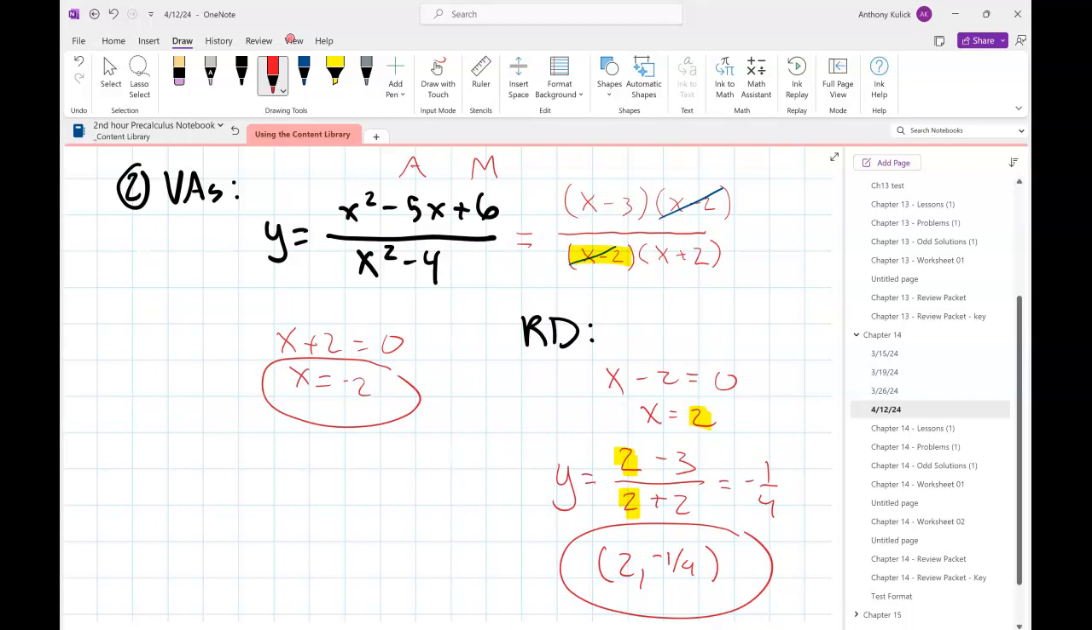So the removable discontinuity is the pieces that are completely reduced from the denominator. So what piece was there to start with and is no longer there? The x minus 2. I set that equal to 0. I solve. That x then I plug into the reduced problem. So I plug 2 into x minus 3 over x plus 2. And that'll give me the y-coordinate to go with the x, because the removable discontinuity is a point. It's a location. It's a hole. It's not a line.